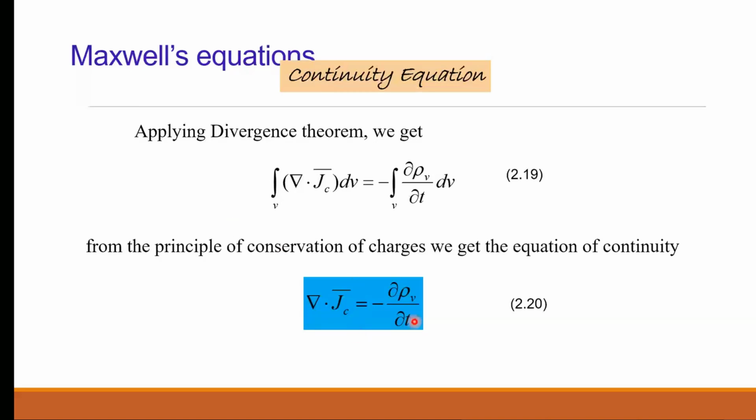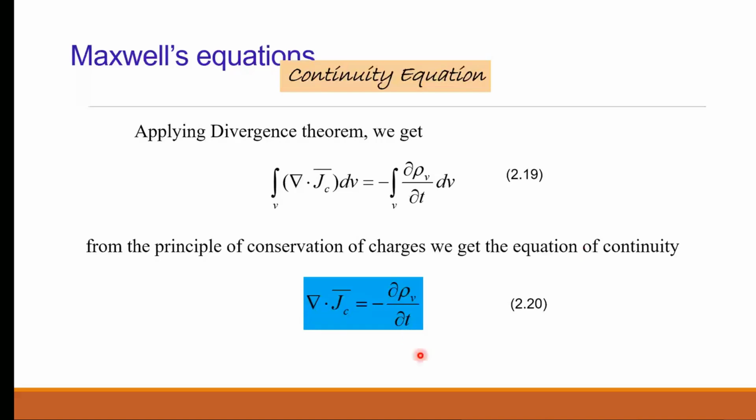for time varying fields. Okay, for steady state field, this rho v has become zero, so there is no variation, meaning this quantity is zero. So del dot J we got there as zero, but here what we got? Del dot J is equal to minus dou rho v by dou t in time varying fields.